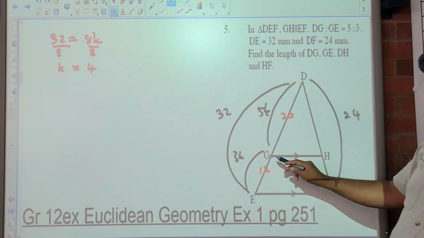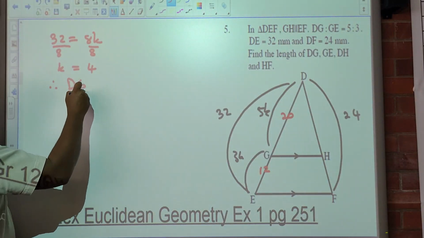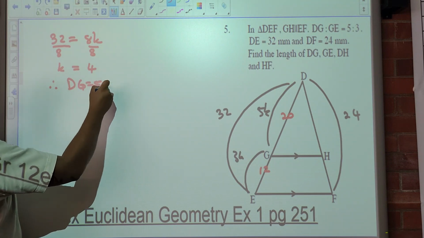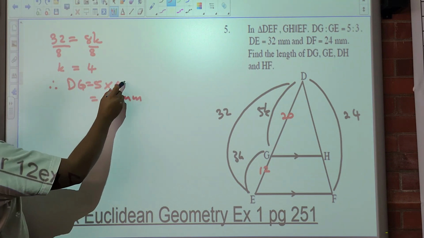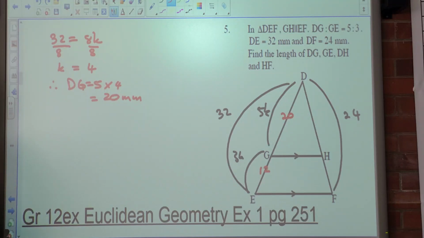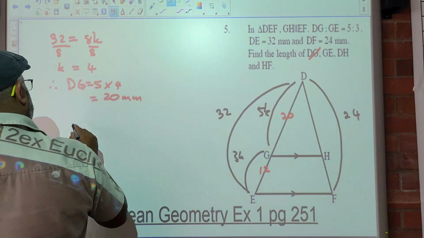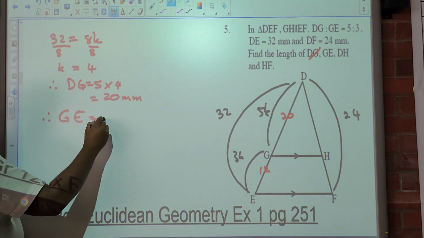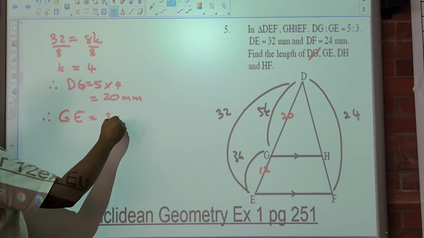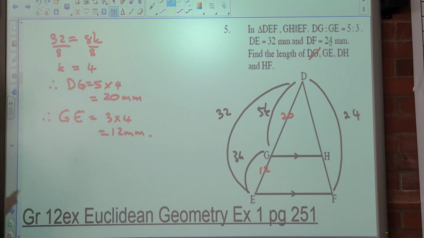They want DG. So therefore DG is equal to 20, or 5 times 4, which is of course 20 millimeters. You don't have to show that. Then they want GE. I can go to the conclusion straight. That is going to be 3 times 4, which is 12 millimeters. Well, I could have just written 12.